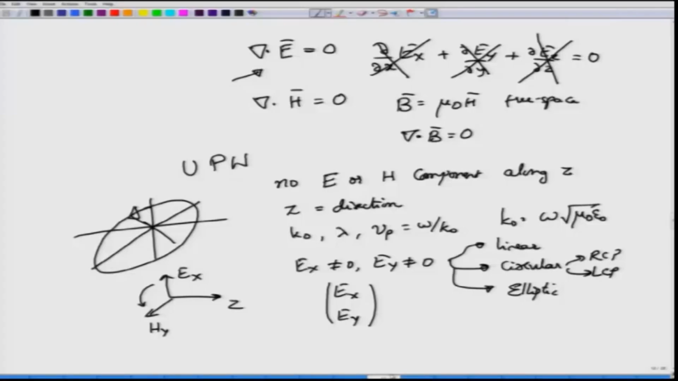We will postpone that discussion for later, and for now just recap that plane waves that we considered were characterized by waves propagating along z direction, with no E and H component along z direction as well. We had defined a few of the parameters such as wave vector or the wave number, wavelength, and we described the phase velocity.